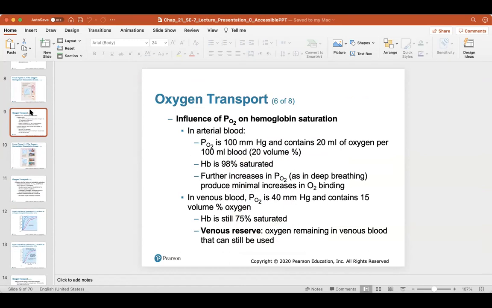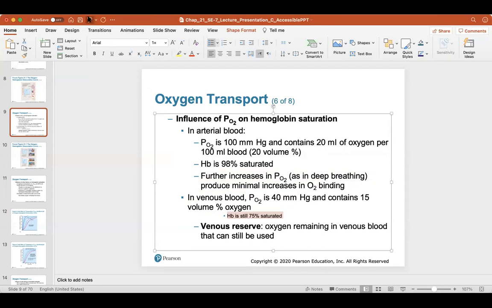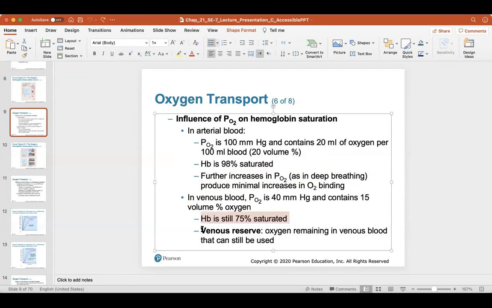So for example, in your arterial blood, the partial pressure of oxygen is very high, about 100 millimeters of mercury, and contains 20 milliliters of oxygen per 100 milliliters of blood. So hemoglobin will be about 98% saturated in arterial blood. Further increases in the partial pressure of oxygen, such as deep breathing, will produce minimal increases in oxygen binding. And in venous blood, in your veins, the partial pressure of oxygen is lower, so hemoglobin will be less saturated. And the venous reserve refers to the oxygen remaining in your venous blood that can still be used.